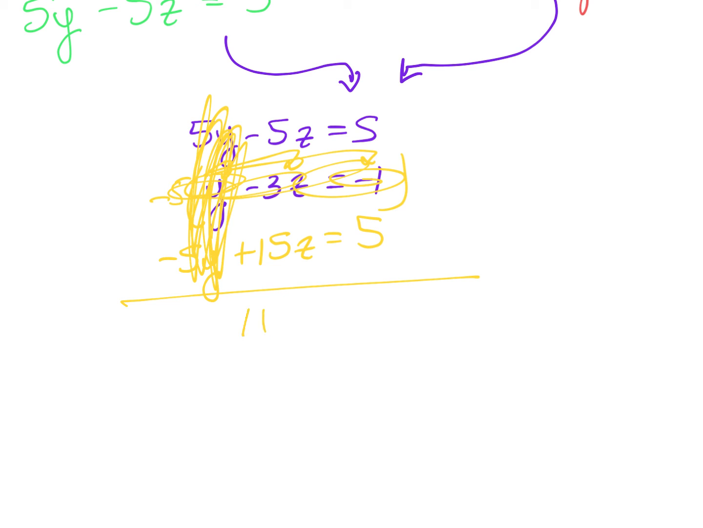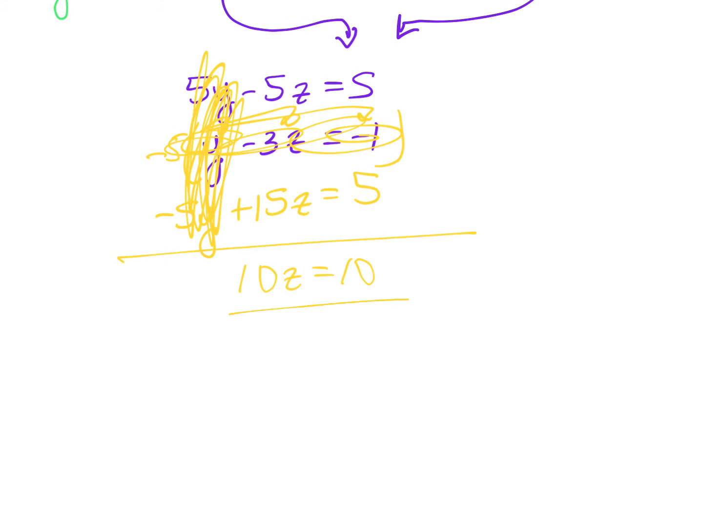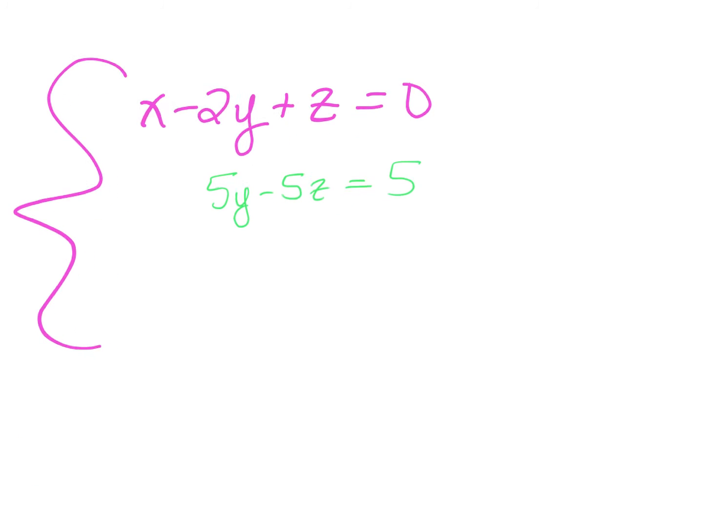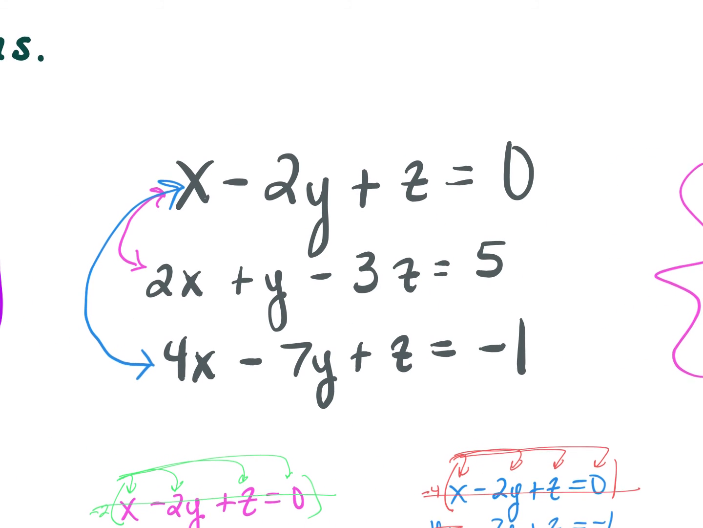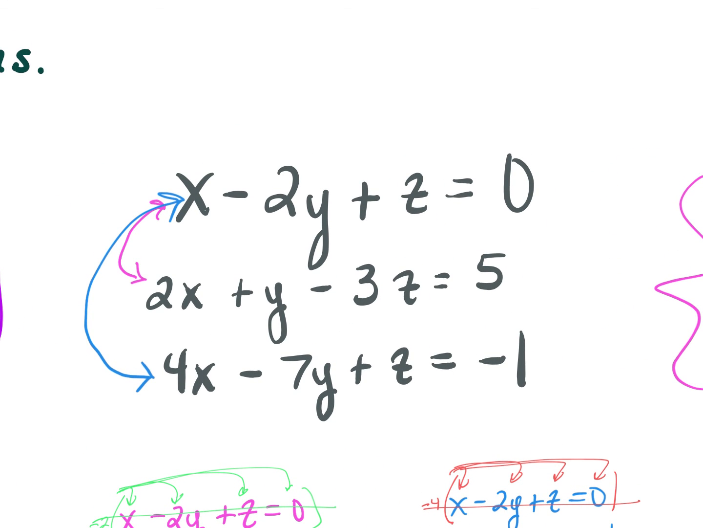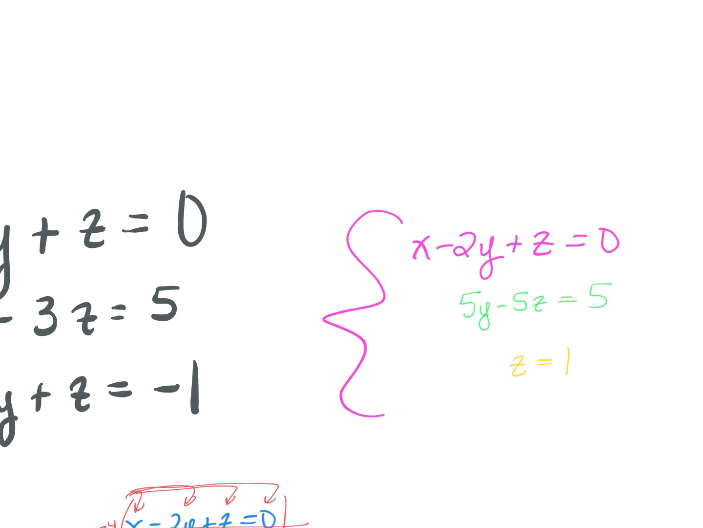10z equals 5 plus 5, which is 10. Divide both sides by 10, and what do you find z equals? 1. Z equals 1. So I'm going to write right here, z equals 1. Did I identify the solution to this set of equations? No. We don't know what the ordered triple is.